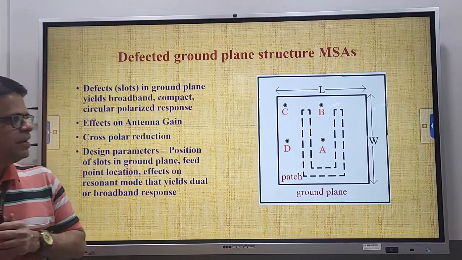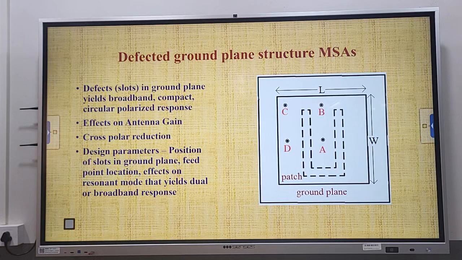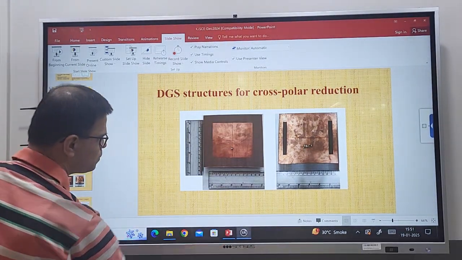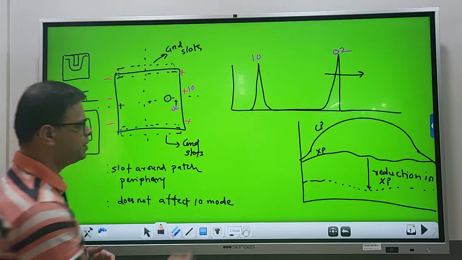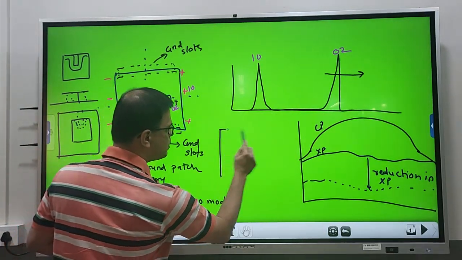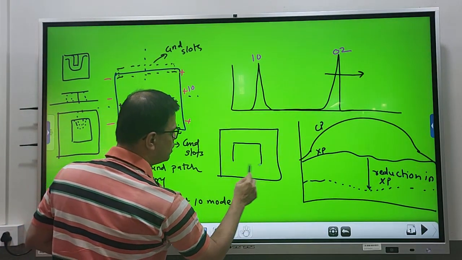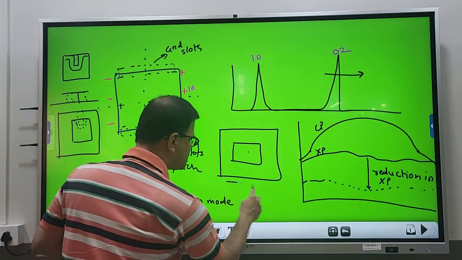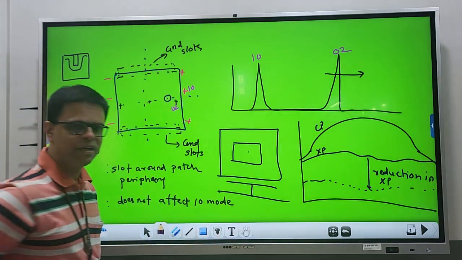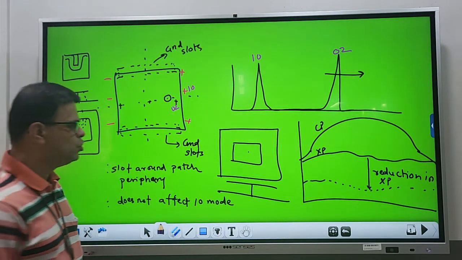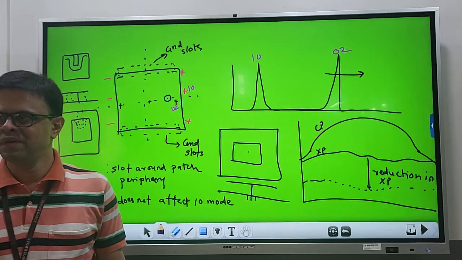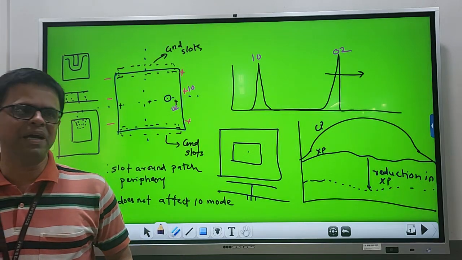Now first we should understand why we are going to consider the defects in the ground plane to achieve this. Remember, a microstrip antenna in simplest form consists of the radiating patch backed by the ground plane. Now if you look at the side view of the microstrip antenna, it looks like this. You have the patch, then there is a coaxial connector which is feeding the patch, and then there is a ground plane. Remember, the ground plane dimension is more than that of the patch dimension.